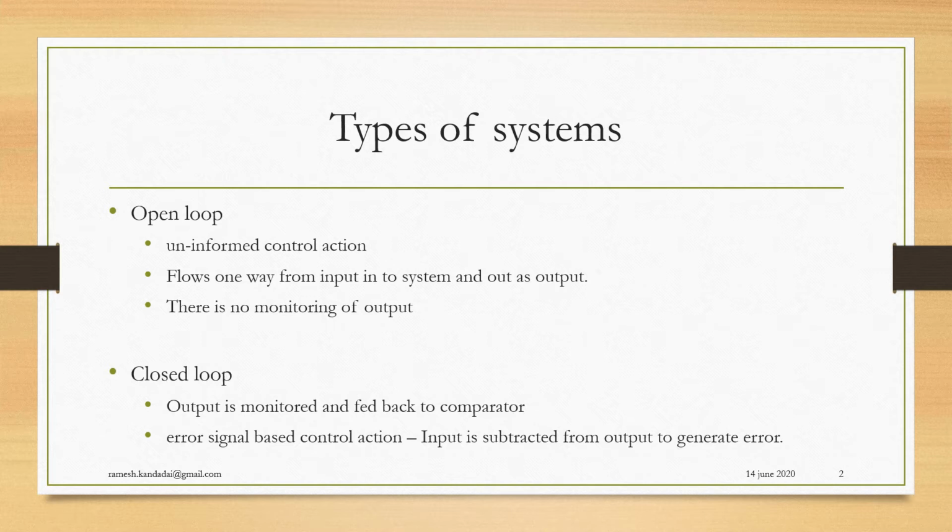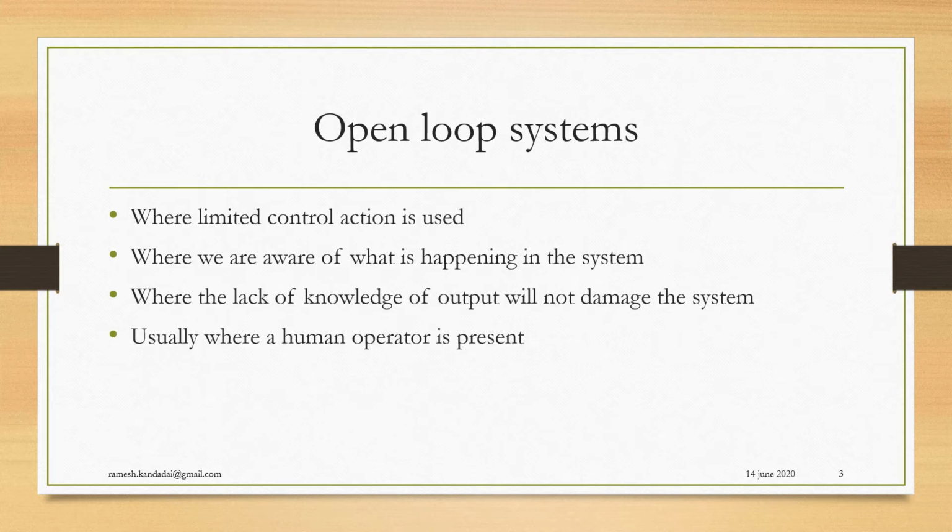The first one is called open loop system. The second one is called closed loop system. Open loop systems are systems where very limited control action is used. Limited in the sense that the control action is fixed and it is not changed. Whereas we are aware of what is happening inside the system. We know the system. After all, we designed it. We know the system, but we know nothing of the output because the output is not being monitored.